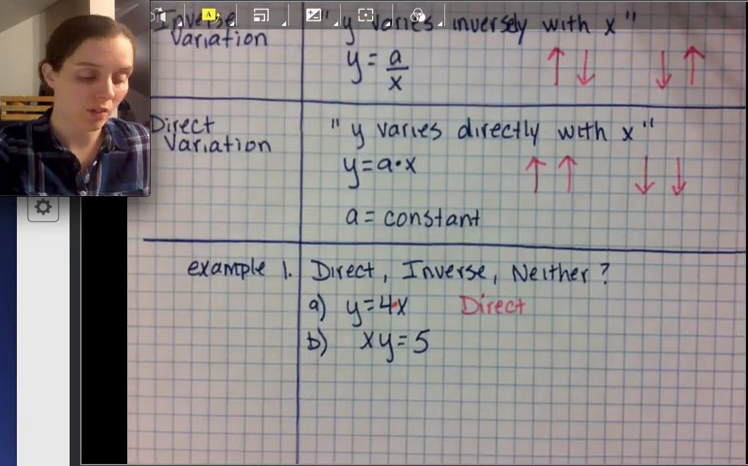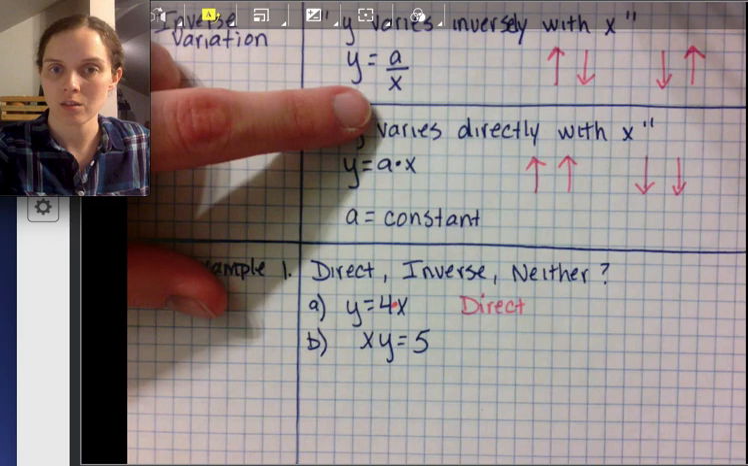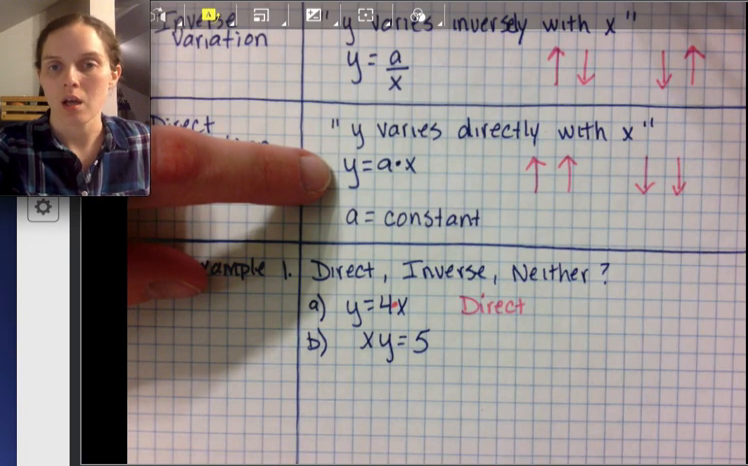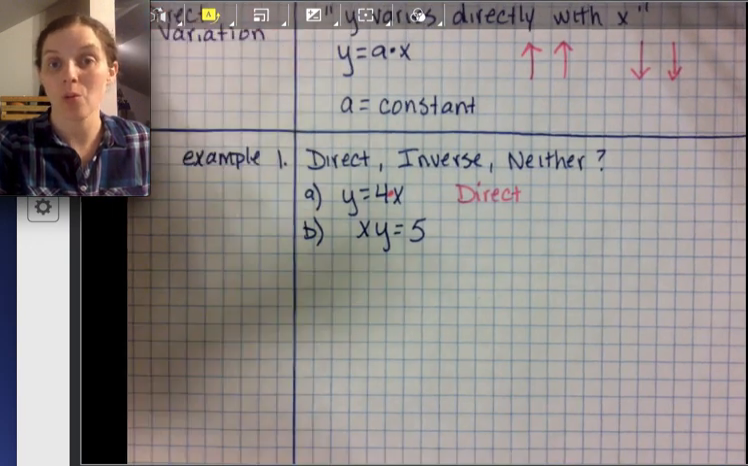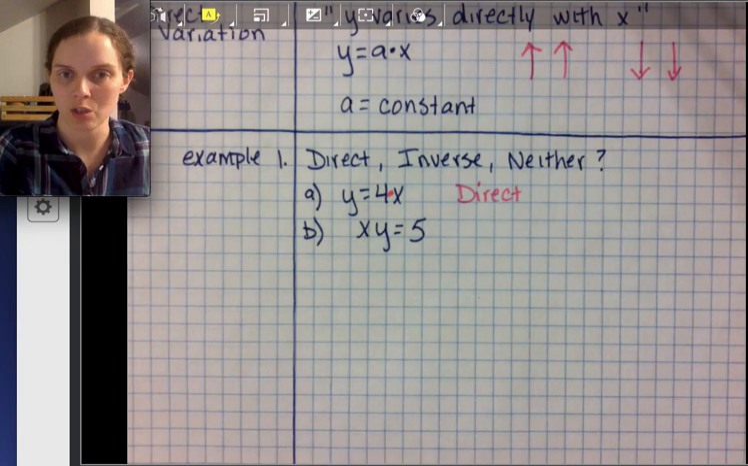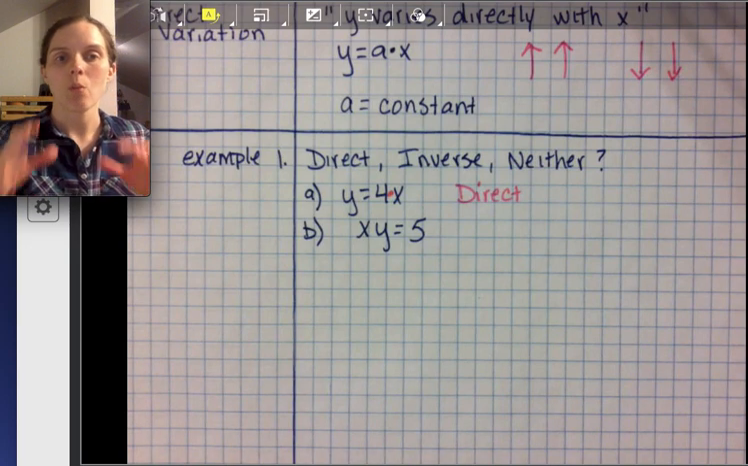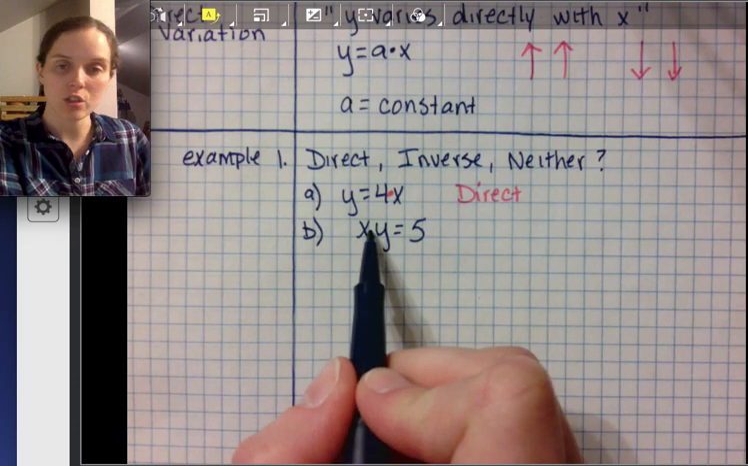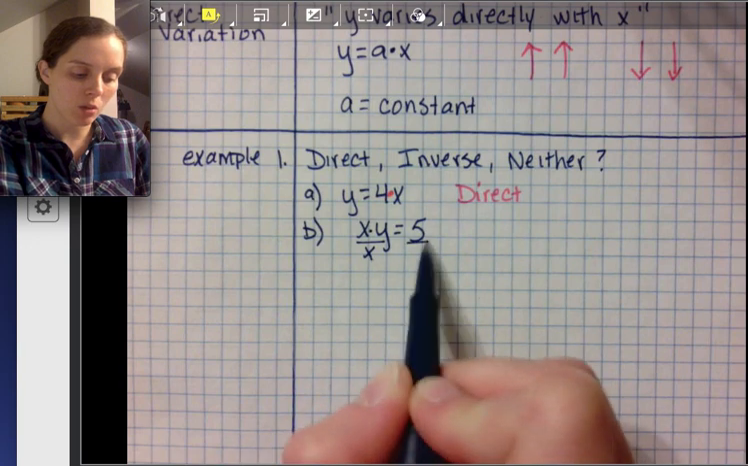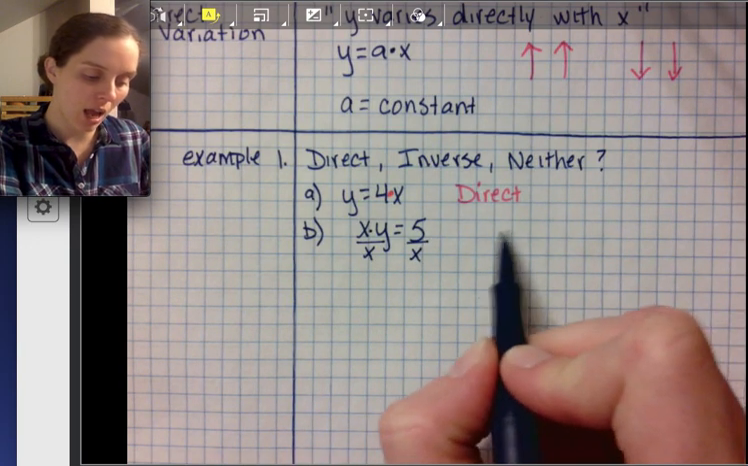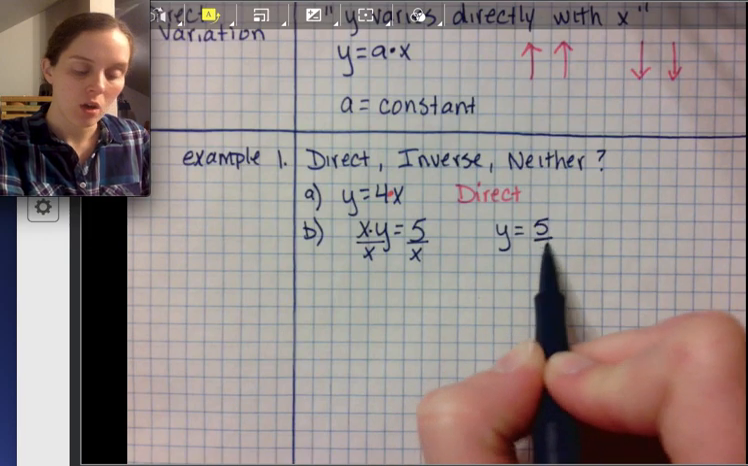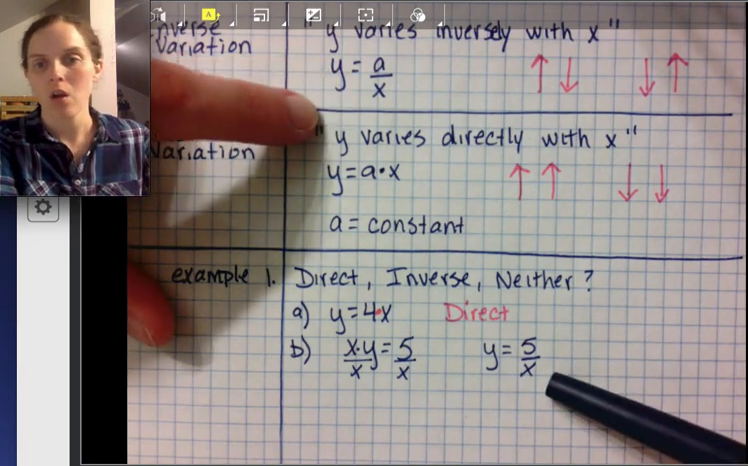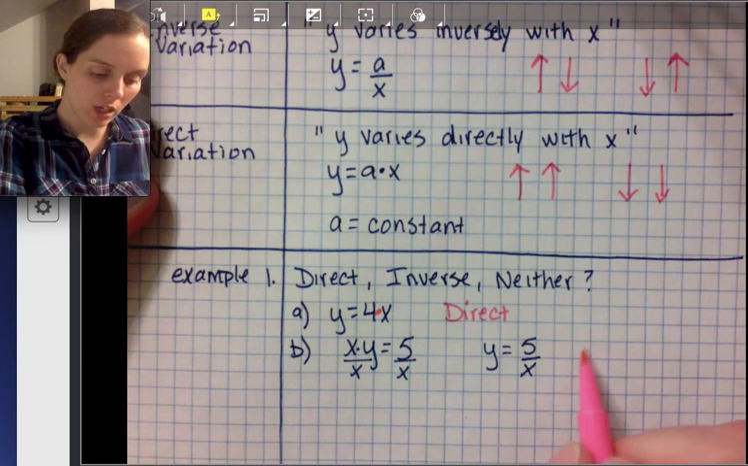Well, this doesn't look like either of these. It's not y over 5x, okay? And it's not y equals 5 over x, and it's not y equals 5x here. So what is it? Well, we are going to rearrange this a little bit so that we can figure out what it is. We always want to have y equals something to figure out our variation. So if I'm going to change this into y equals, I need to get rid of this x. So I'm going to divide both sides by x. And when I do that, I'm going to have y equals 5 over x. Now that looks like the inverse one, where I've got my constant of 5 over x. So this is inverse variation.